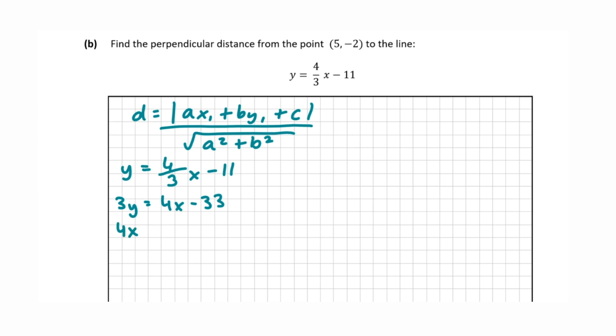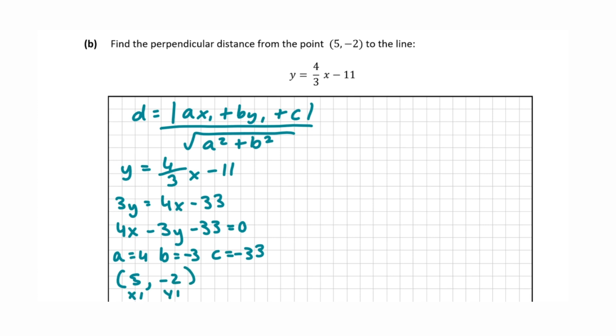So this will be 4x, we take our 3y across, it becomes a minus. Minus 33 is equal to 0. So now we can say that a is equal to 4, b is equal to minus 3, and c is equal to minus 33. And now we also have our points they've given us in the question, that's 5, minus 2. So this is going to be our x1 and this is going to be our y1.